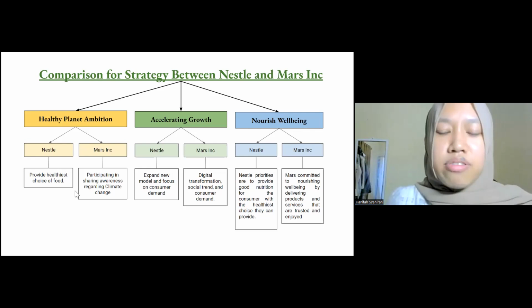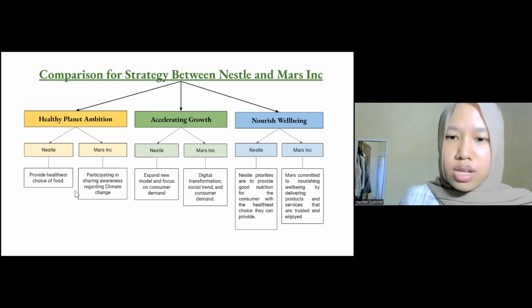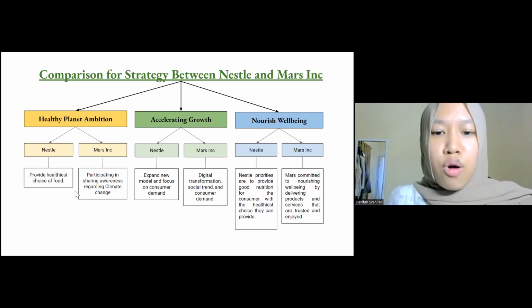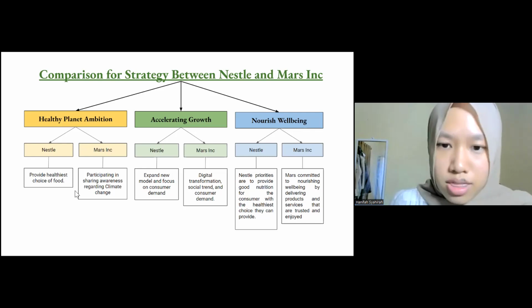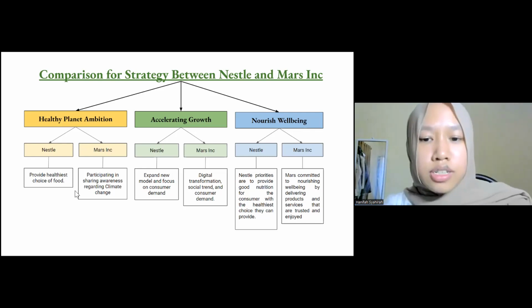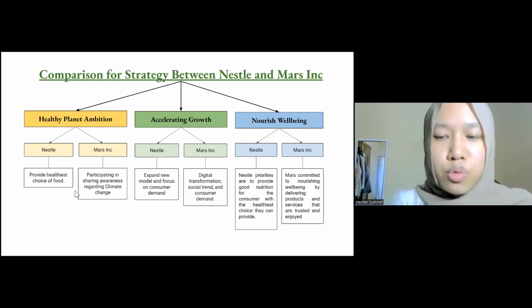The second comparison is accelerating growth between Nestle and Mars Inc. Nestle is more focused on consumer demand and following the trend itself, but Mars Inc. is focusing on digital transformation, social trend, and consumer demand also.